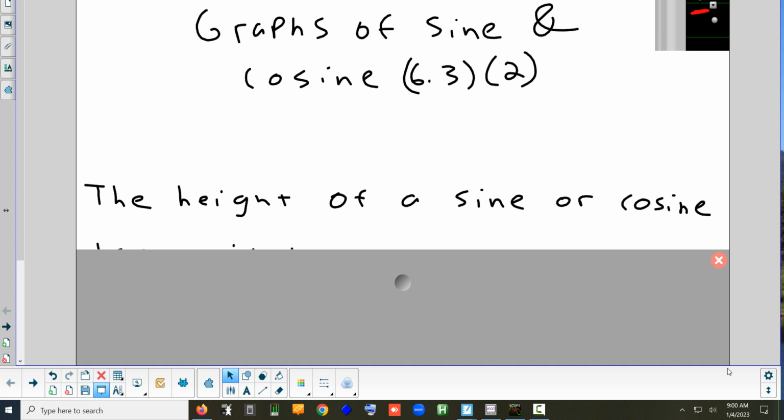All right, so we're going to continue looking at section 6.3, and this is 6.3, part 2. In this section, we're going to look at the stretches. So stretching left and right, stretching or compressing up and down.